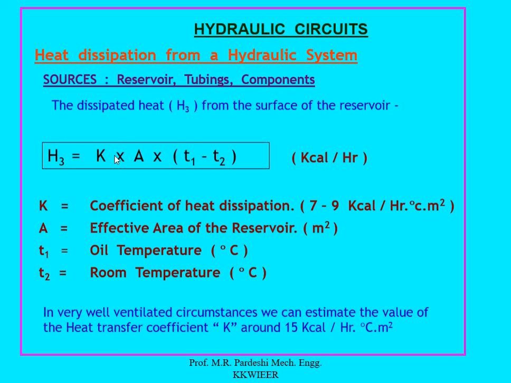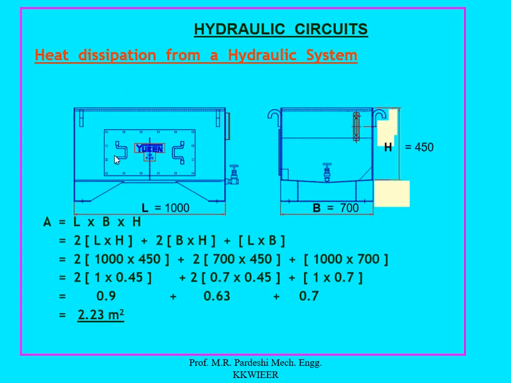A is the effective area of the reservoir in meter square. T1 is the oil temperature in degree Celsius. T2 is the room temperature in degree Celsius. In very well ventilated circumstances, we can estimate the value of the heat transfer coefficient K at around 15 kilocalories per hour per degree Celsius per meter square. So that is the heat dissipation from the hydraulic system.